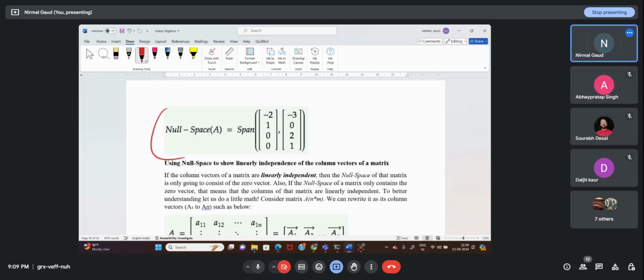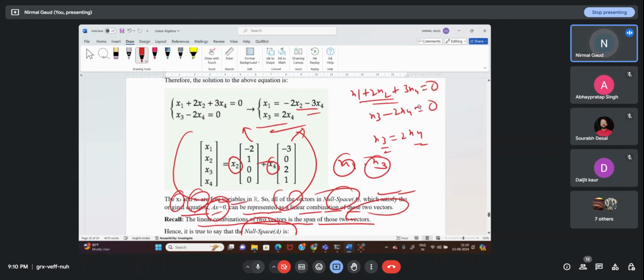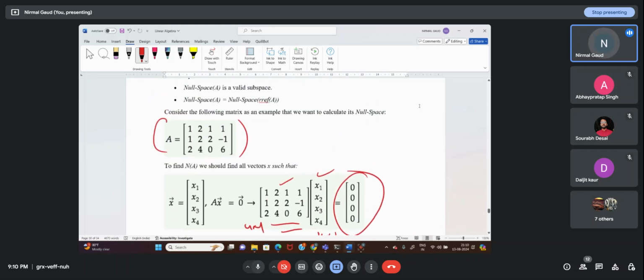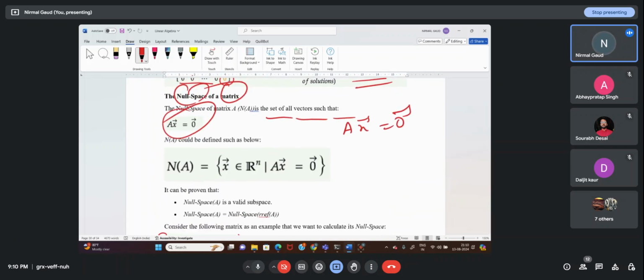Now, what does this mean? You got to know about null space. You have a matrix, you applied it to x, you got the 0 vector. The 0 vector is a vector which is present in each and every subspace. But this property is what defines the null space. Okay, this is null space.